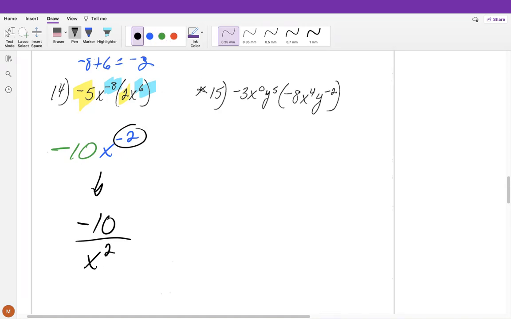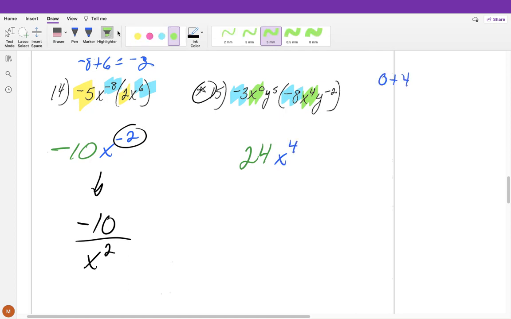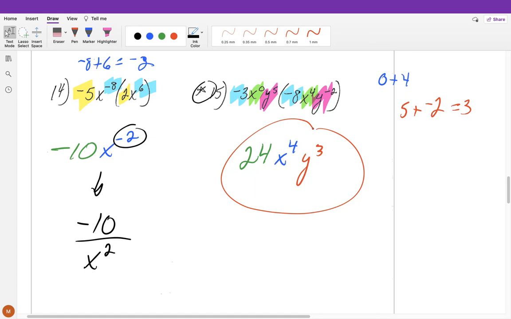And then our last one here, the star also means that this one is exceeding. But we have negative 3 times negative 8. So a negative times a negative we know is positive, so it's going to give me 24. We have x to the 0 times x to the 4th. Well, 0 plus 4 is 4, so now I have x to the 4th. And we have y to the 5th times y to the negative 2nd. So 5 plus negative 2 is equal to 3, so it becomes y cubed. All of these are positive. I don't need to worry about flipping or doing anything else.